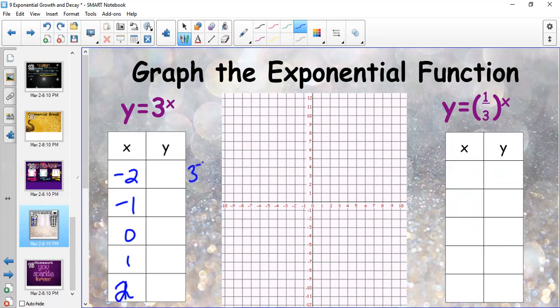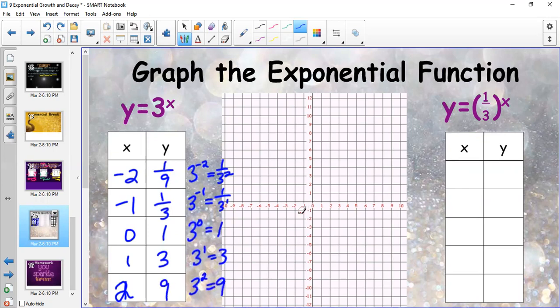So this would be 3 to the -2nd power, which I can't have negative exponents. That's a no-no. I have to move it and lose it. So this would be 1/3 to the 2nd, or we have 1/9. I'm going to keep going here. We have 3 to the -1st, which again can't have a negative exponent. So 1/3 to the 1st, or 1/3. All right, 3 to the 0 power. Anything to the 0 power is 1. 3 to the 1st power, which would just be 3. And then 3 to the 2nd power, which would be 9.